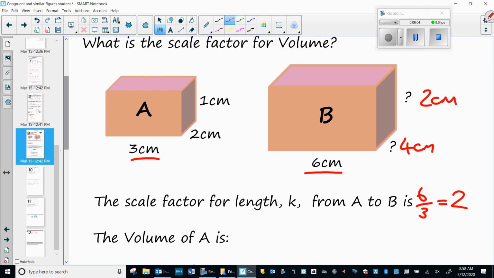Do we remember how to find the volume of a solid? Essentially, for a cuboid you find a vertex and multiply the 3 lengths that meet at that point. So you're going to do 3 multiplied by 1 multiplied by 2. What's that?